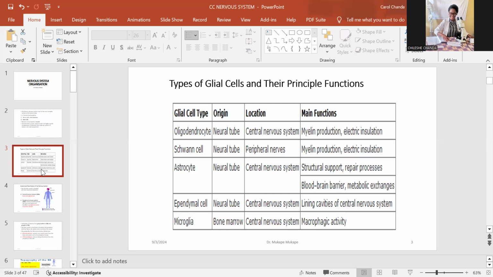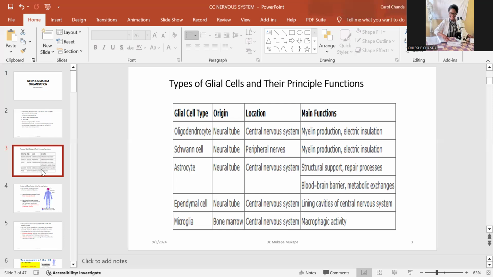And then we have a Schwann cell, which performs the same function as the oligodendrocyte. The difference is that instead of being found in the central nervous system, it is found in the peripheral nervous system, and its function is also to produce myelin for these cells. So it's to myelinate the neurons. That is the function of a Schwann cell.